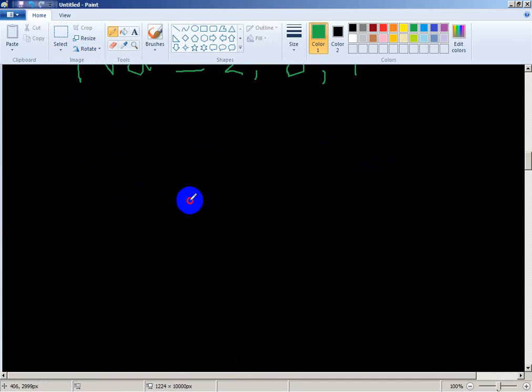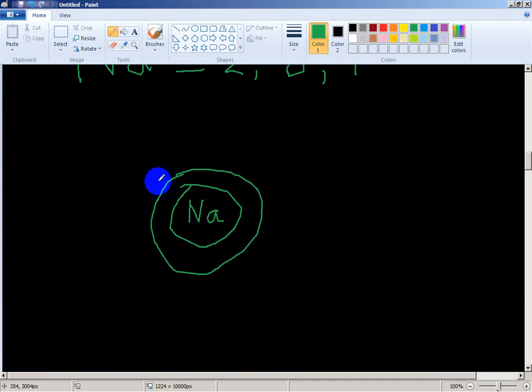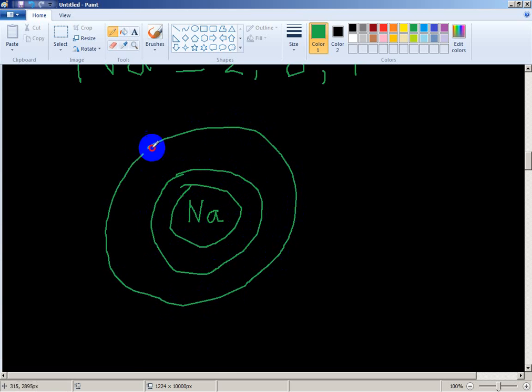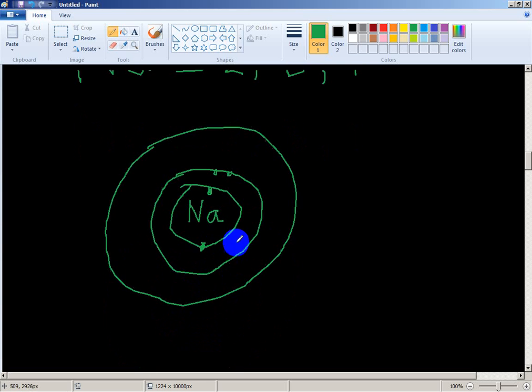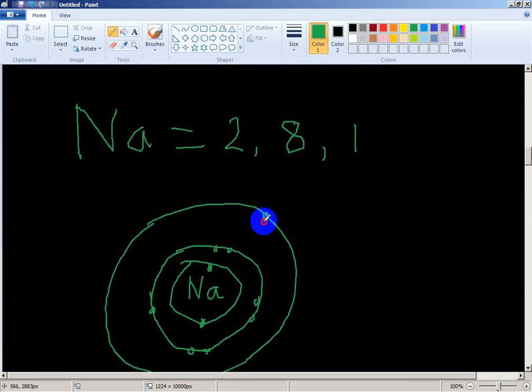If I draw the electronic configuration of sodium using Bohr's model, it will be this way. The first shell has 2 electrons, the second shell has 8 electrons, and the third shell, which is the outer shell, has 1 electron.